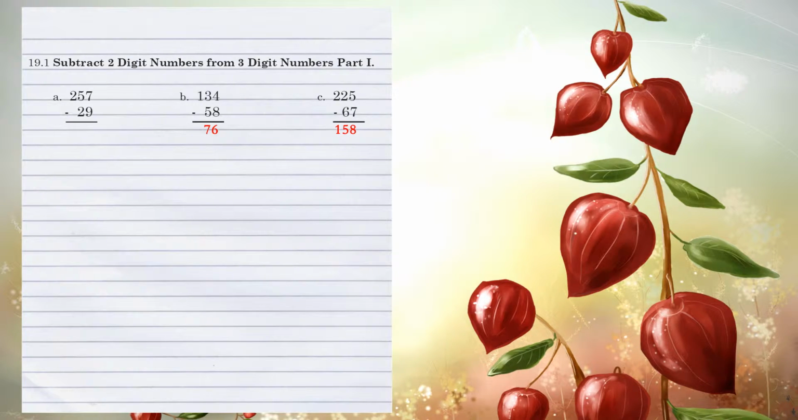So now 17 minus 9 equals 8. In the tens column, 4 minus 2 equals 2. And in the hundreds column, you just bring the 2 down for a final answer of 228.